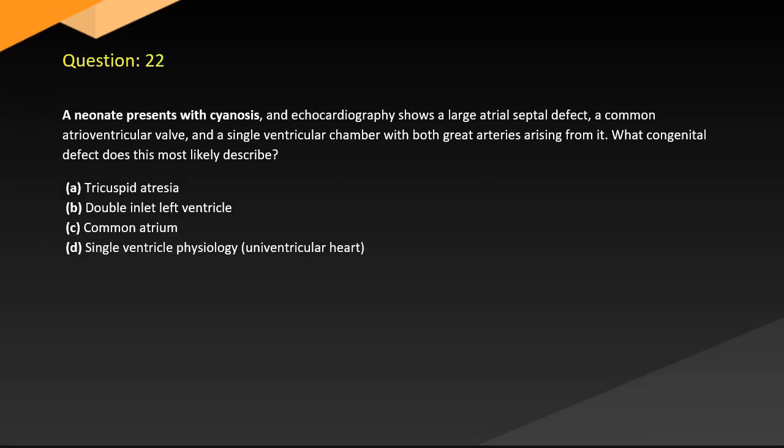Question 22. A neonate presents with cyanosis and echocardiography shows a large atrial septal defect, a common atrioventricular valve, and a single ventricular chamber with both great arteries arising from it. What congenital defect does this most likely describe? A. Tricuspid atresia. B. Double inlet left ventricle. C. Common atrium. D. Single ventricle physiology, univentricular heart.